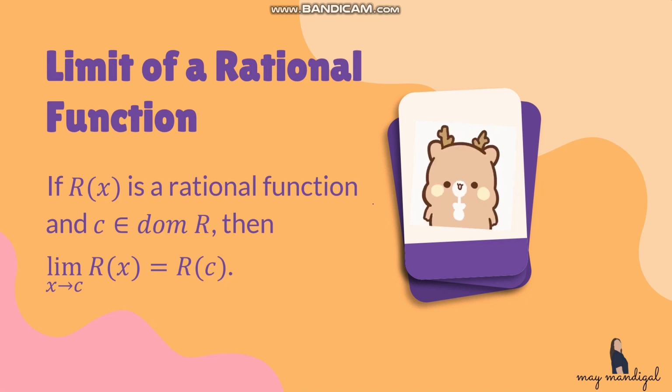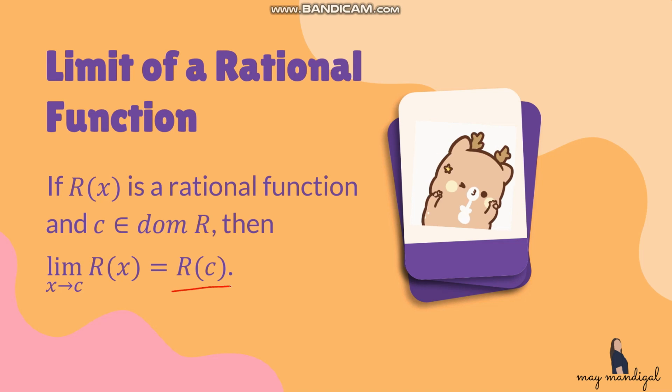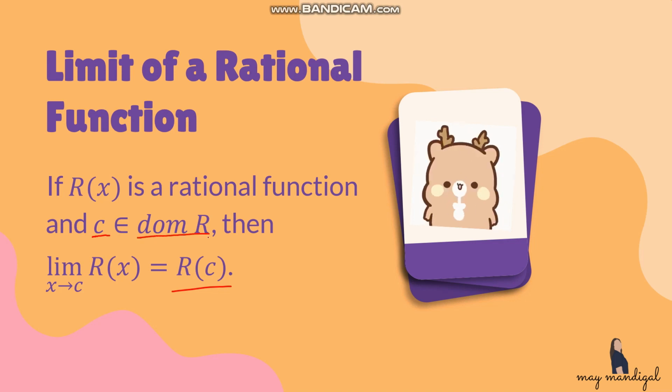Next, let's have the limit of a rational function. Let's say r of x is a rational function and c is an element of the domain of r. Then we can say again that the limit of r of x as x approaches c is just the same as r of c. This will only happen if c is an element of the domain of our rational function. If we are able to make sure that c is an element of the domain, then we can do direct substitution again.